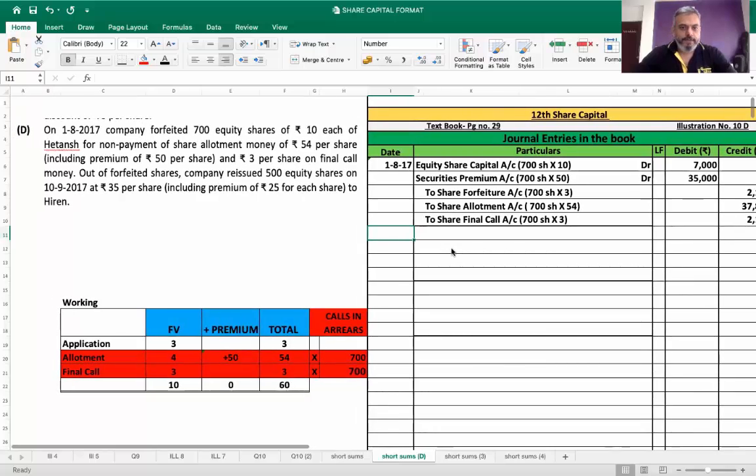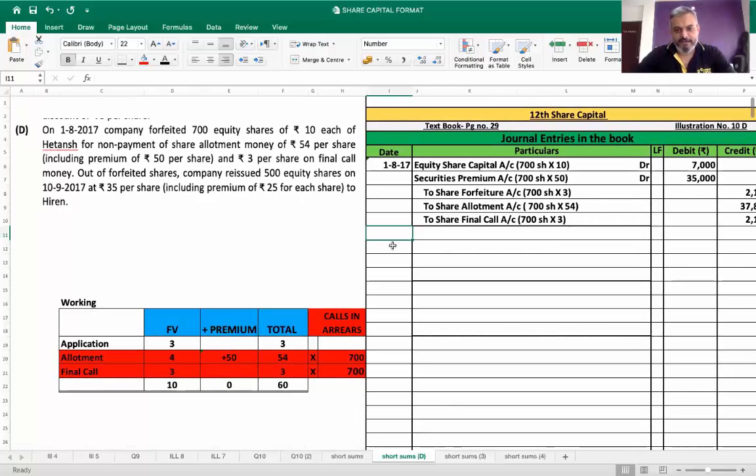Now reissue. Now we reissued all these shares on 10/9/2017 at rupees 35 per share. So a ₹10 share we are reissuing at rupees 35 per share. Now over here 700 shares are forfeited, but we are reissuing only 500 shares. So 500 into rupees 35. Debit 17,500.